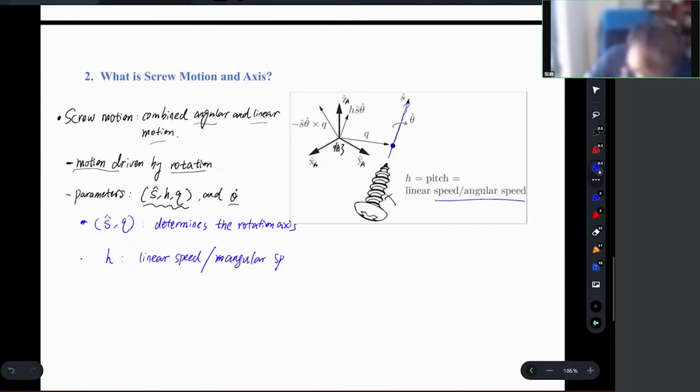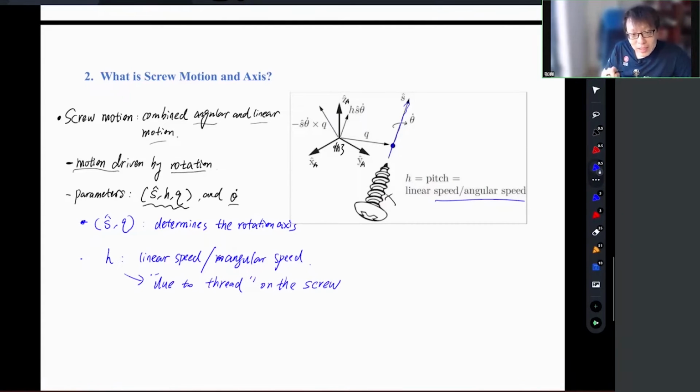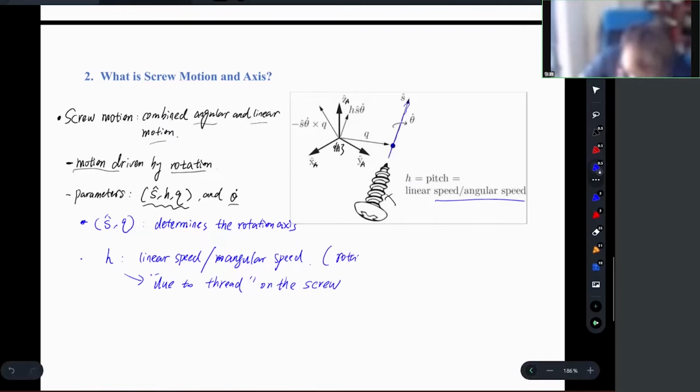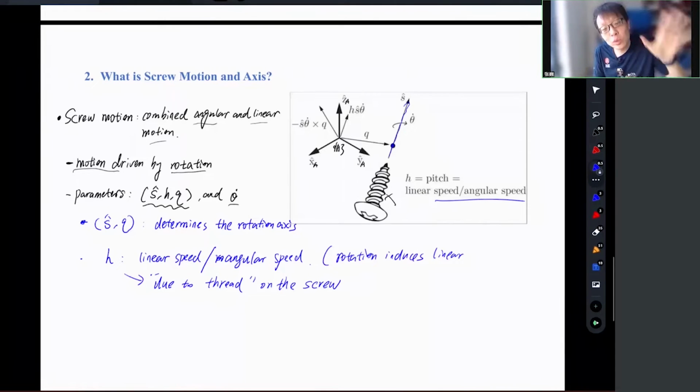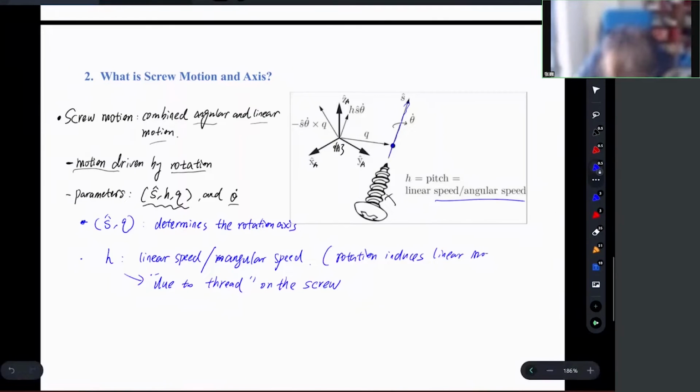Okay, that's defined here, angular speed, right? So this is really due to the thread on the screw. Because you have the thread, if you rotate, you will induce a linear motion. So I will say rotation induces the linear motion. Linear motion is not independently determined, it's really induced by rotation.